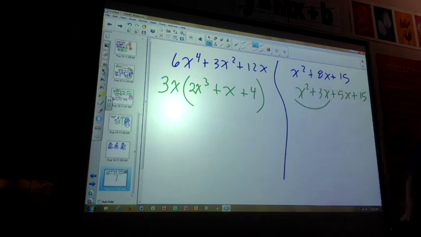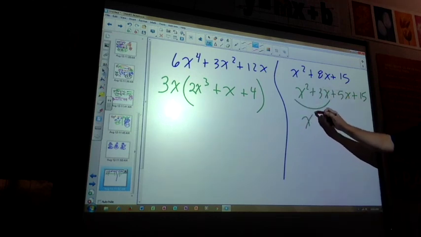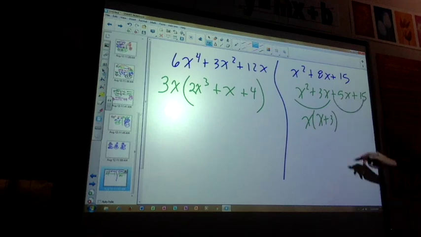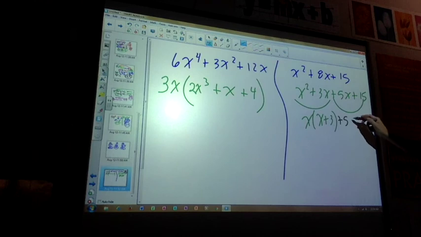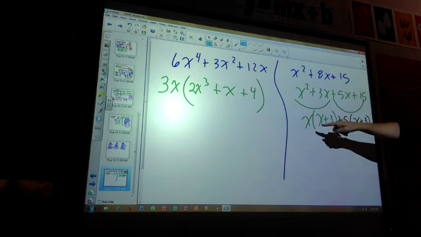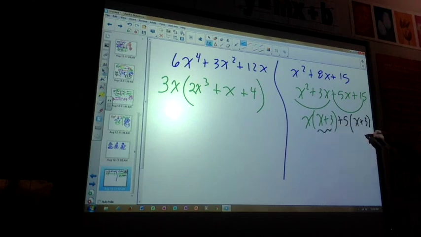What do I have in common here? X. Oh, good. Yeah. X plus 3. And then what do I have in common here? 5. Oh, yeah. Sorry. That's a 5 there. And that gives me x plus 3. So I went from 3 terms to 4 terms to 2 terms. This and this are in common. So I wind up with x plus 3, x plus 5. Done.